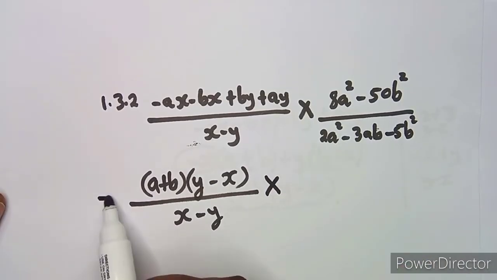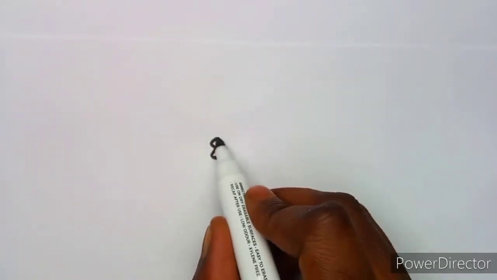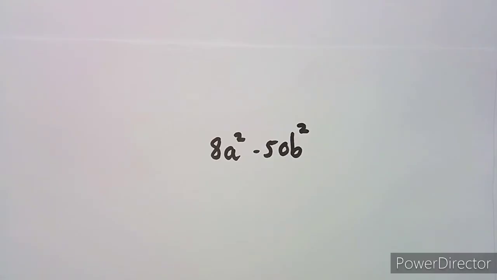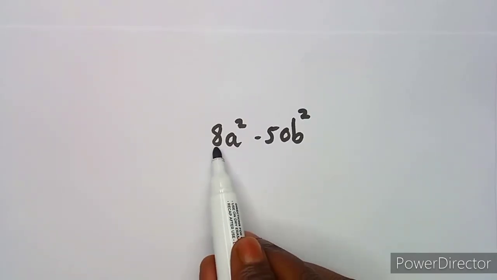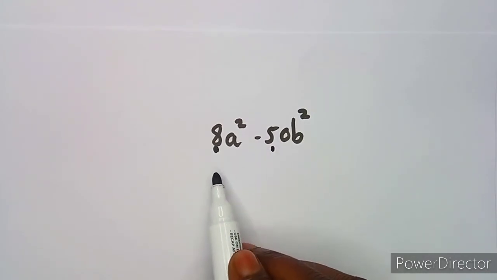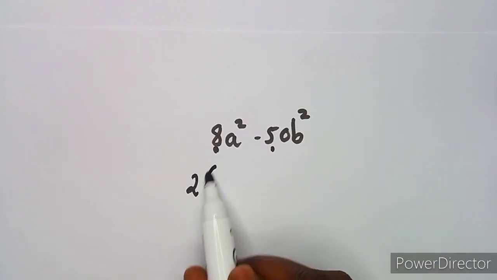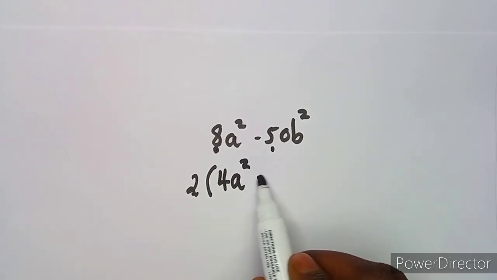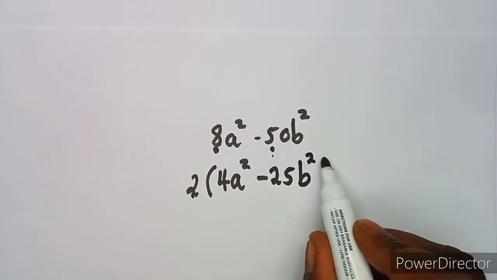All right, it's another stage anyway. Multiply by, we move on to this part. We have to factorize there. What do we have there? It's 8a squared minus 50b squared. So what can we do here? Let's see if we've got something common between the numbers 8 and 50. A 2 can be common there, so you can factor out 2. If I factor out 2, it's 8 divided by 2, which is 4a squared, minus 50 divided by 2, which is 25b squared, like this.